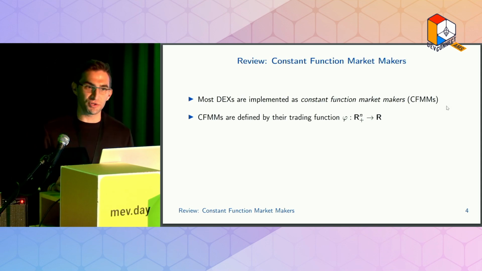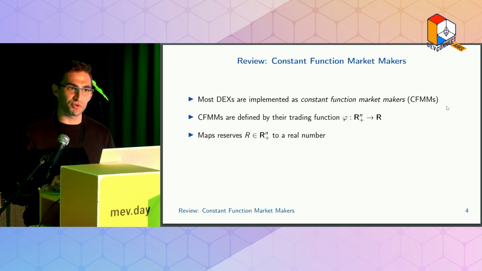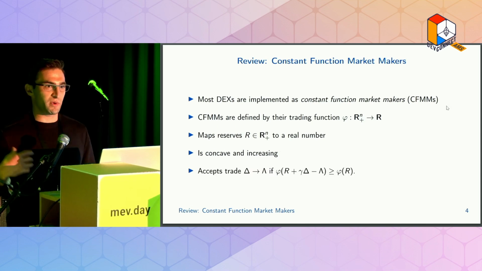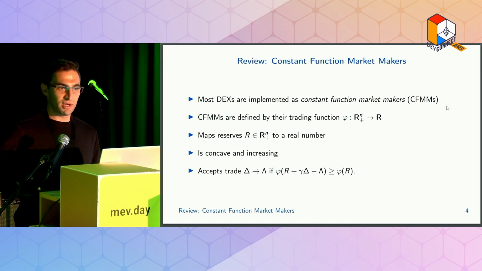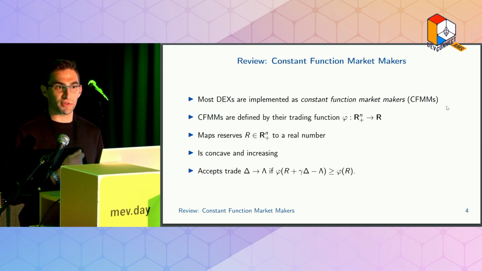So first, most decentralized exchanges, or at least a lot of the big ones, are implemented as constant function market makers. And so these are defined by their trading function, which we'll call phi, which maps the reserves to some real number. And phi, in all cases that we really see, is concave and increasing. And it accepts the trade where we input some basket of tokens delta and receive some basket of tokens lambda, essentially if, when we look at the new reserves discounted by some fee, which is gamma here, the trading function evaluated on the new reserves is greater than or equal to the trading function evaluated on the old reserves.